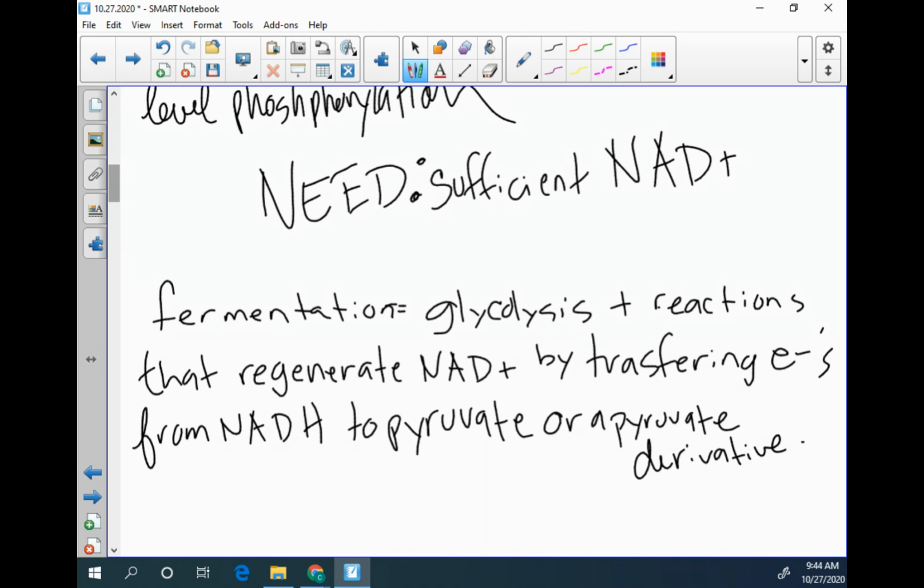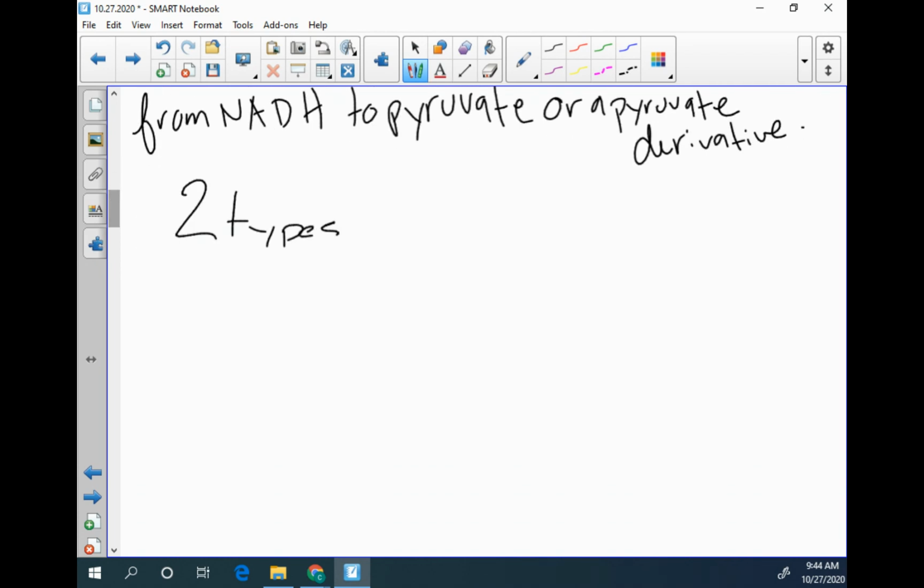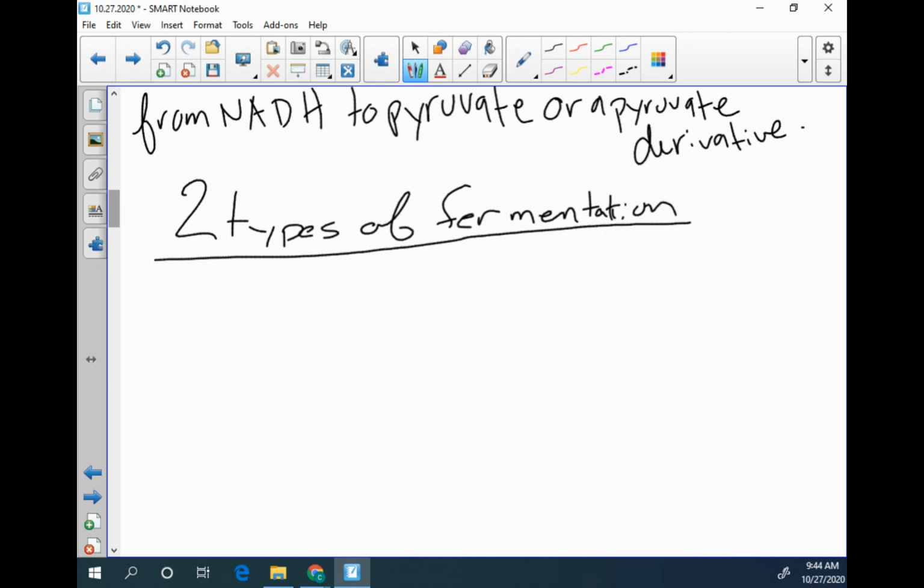So, glycolysis is kind of a universal pathway. Fermentation is glycolysis plus the regeneration of NAD+. Just like the cellular respiration that we talked about was glycolysis plus the oxidation of pyruvate plus the citric acid cycle plus the electron transport chain. So, fermentation is glycolysis plus this regeneration of NAD+. There are two types of fermentation.